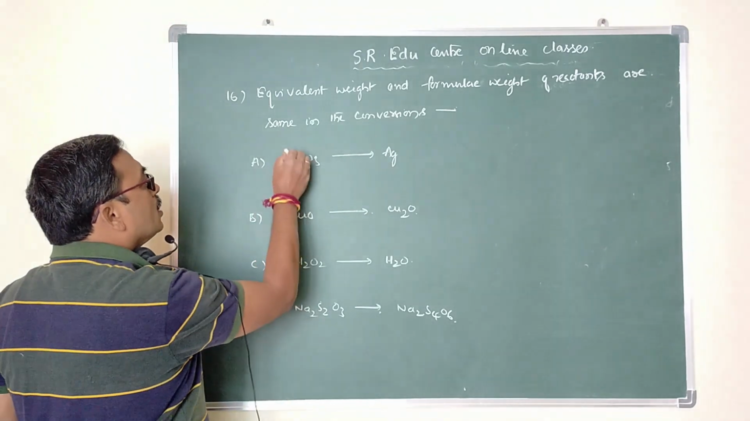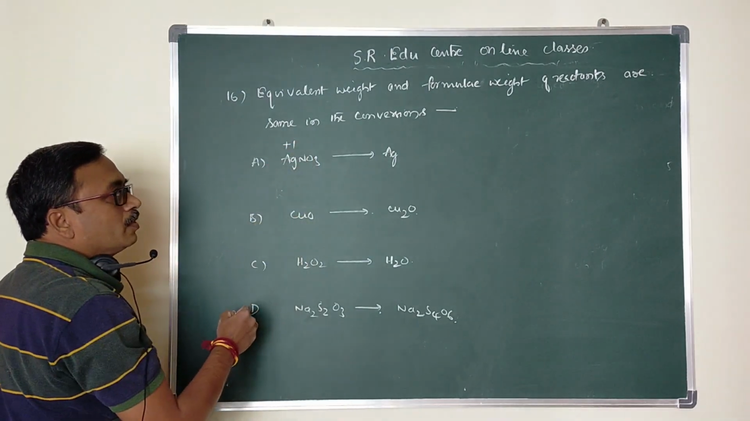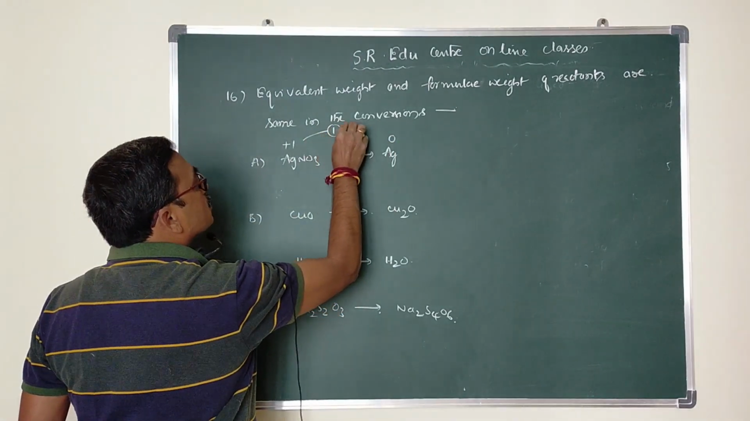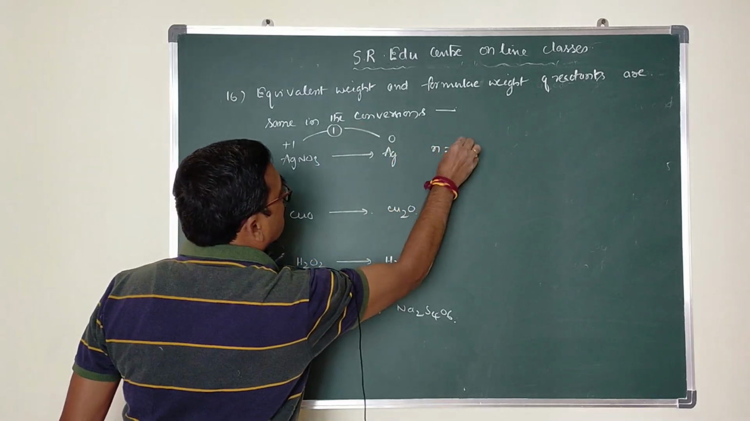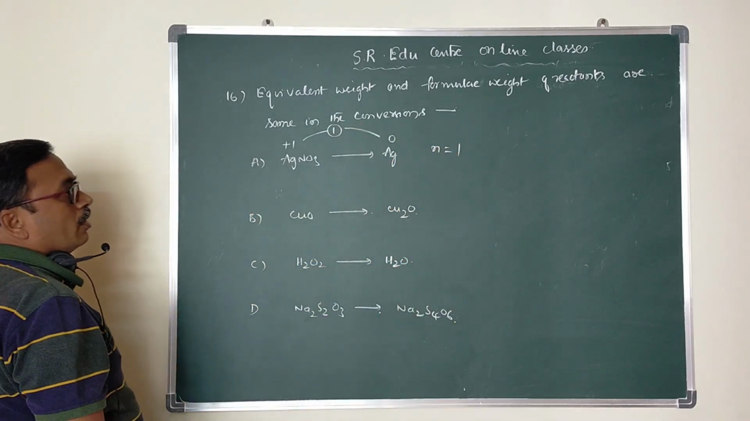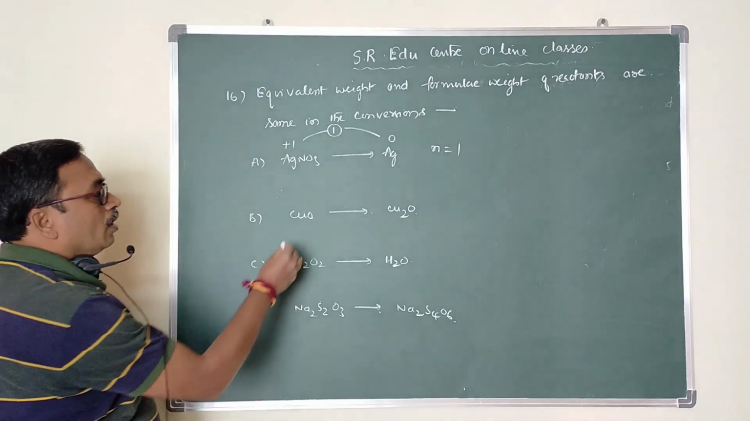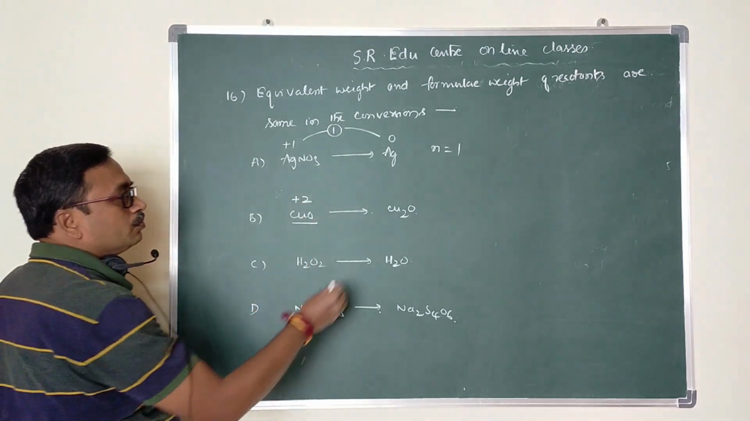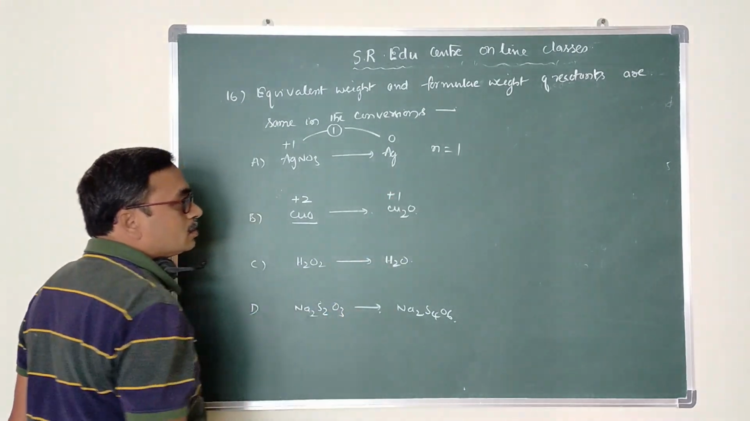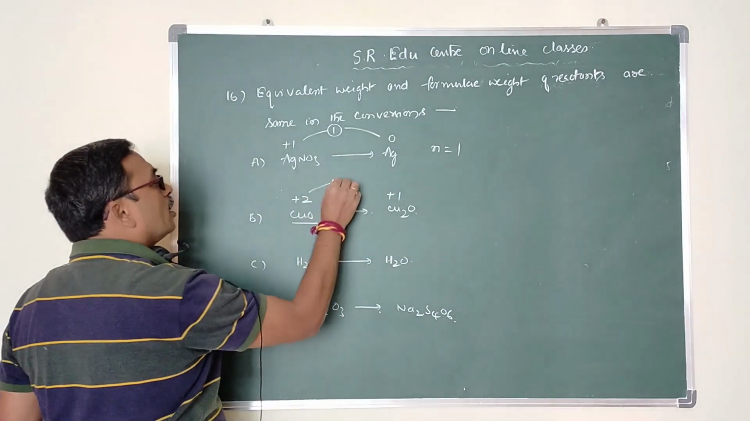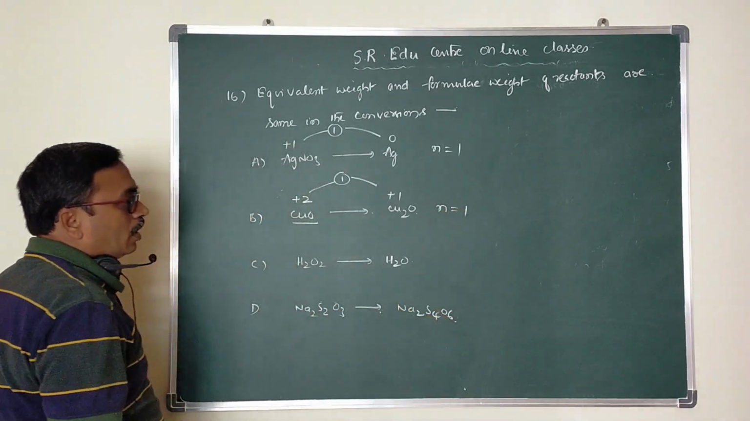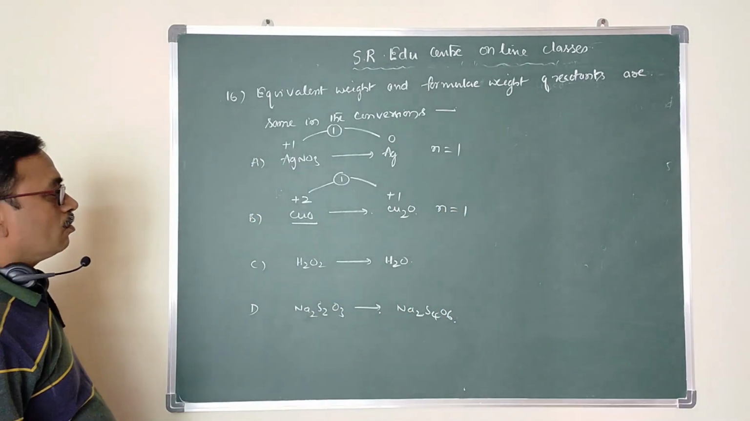See, in AgNO3 the oxidation state of silver is +1, and in silver metal it is 0. So the change in oxidation state is 1, therefore the N factor is 1. In this case, equivalent weight is equal to formula weight. In cupric oxide, the oxidation state of copper is +2. In cuprous oxide, it is +1. So here also the change is 1, therefore the N factor is 1. Hence, here also equivalent weight is equal to formula weight.